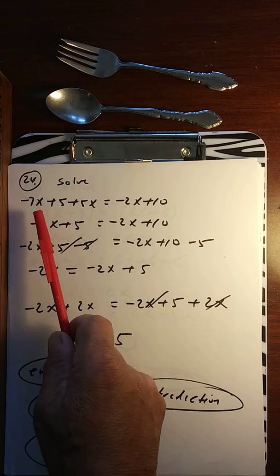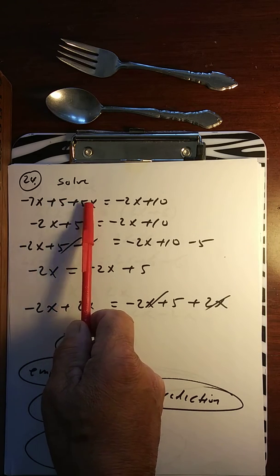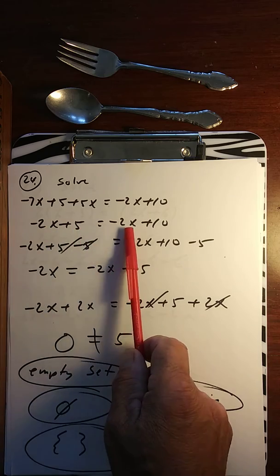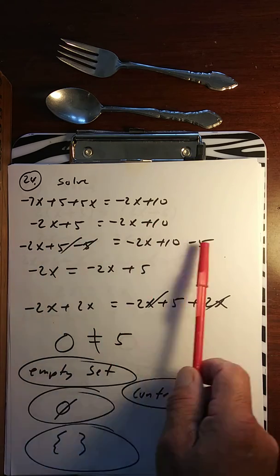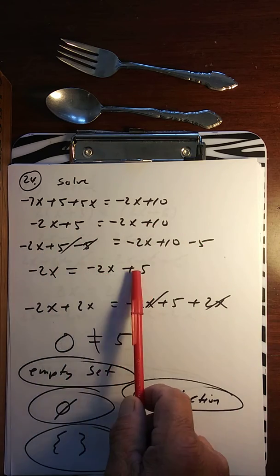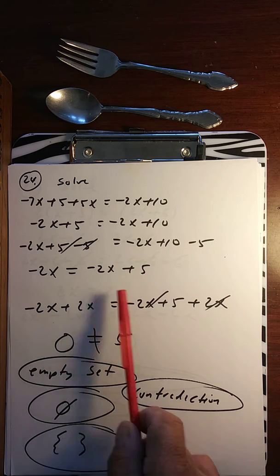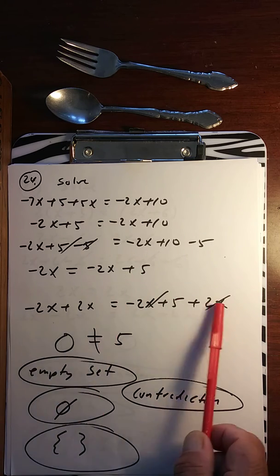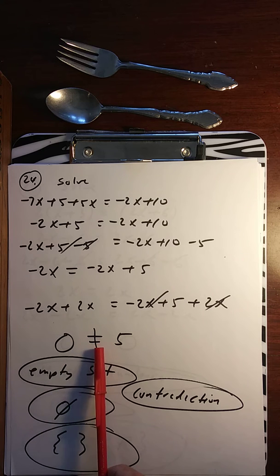This one. We have negative 7x plus 5x. Put these together. It's going to be negative 2x plus 5 equals negative 2x plus 10. Minus 5. So we have negative 2x equals negative 2x plus 5. So now we're going to add 2x to both sides. We're going to get 0 is not equal to 5.